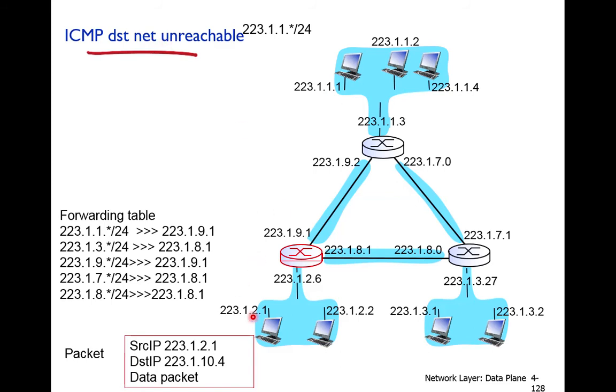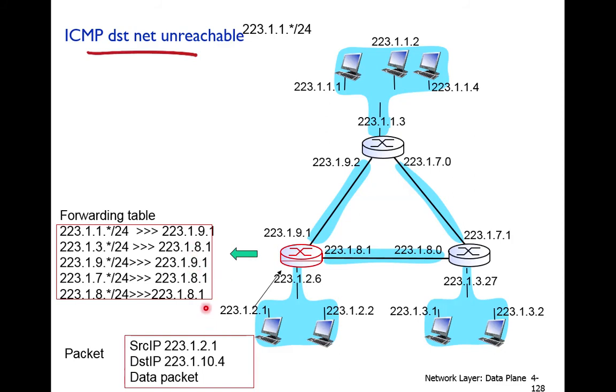As you know, suppose this is the host, the sending machine, and it generates a message. The source IP address is 223.1.1.2 and the destination IP address is this one. Suppose when the router receives this message, the router looks it up in its forwarding table.